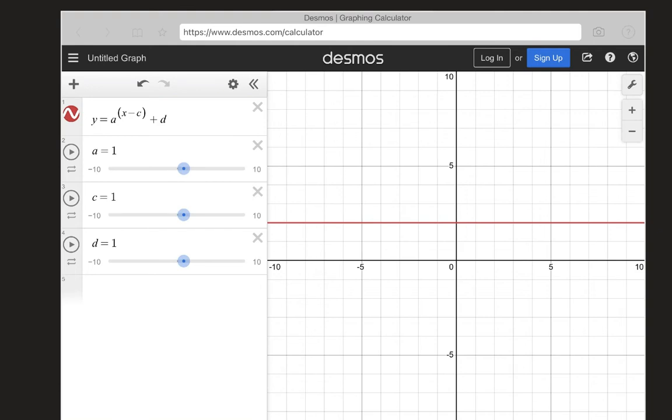So on the screen we've got Desmos and the function y equals a to the power of x minus 2 plus d, and we're moving the a value to see what happens to the graph. And you can see as a gets bigger, we get steeper, and as a gets smaller, we get shallower.